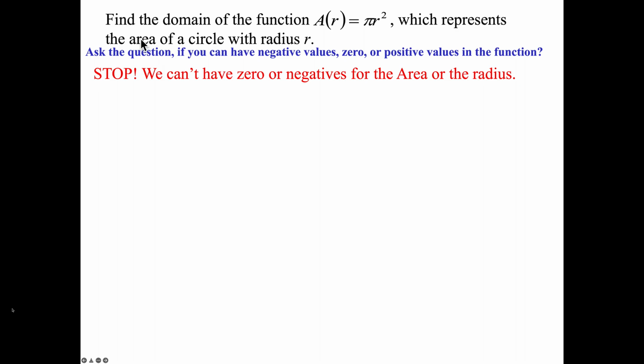There's no area. And I can't have a negative radius. That's definitely no circle. So here, my variable r for the domain has to be a positive number. So r is greater than 0. That's the inequality form of the domain. Or my domain D, in interval notation, is 0 to infinity.